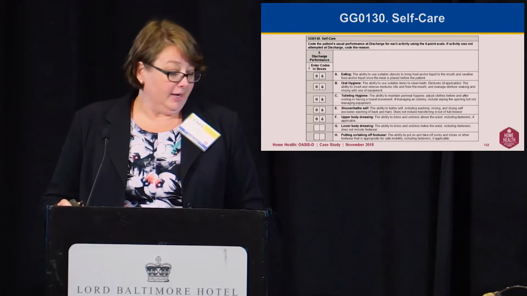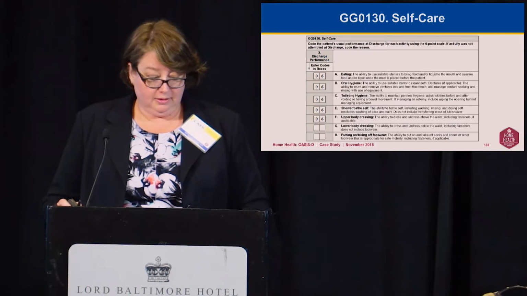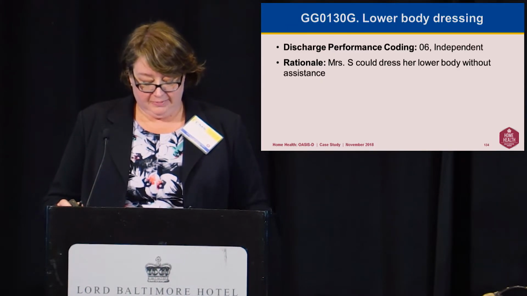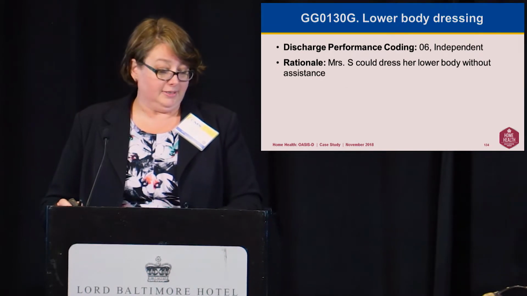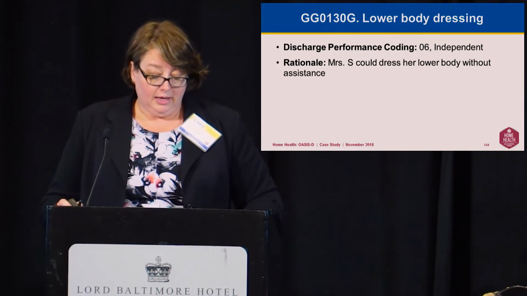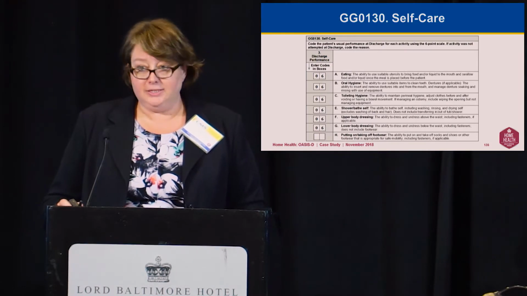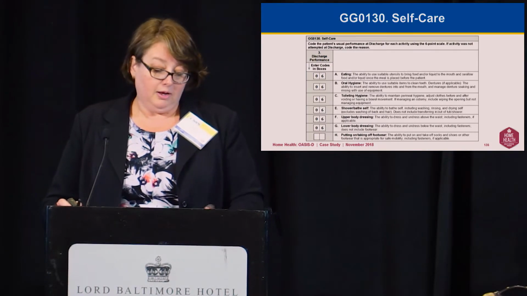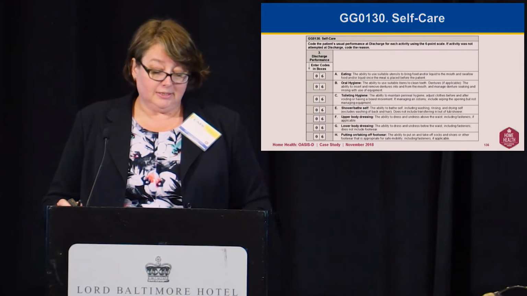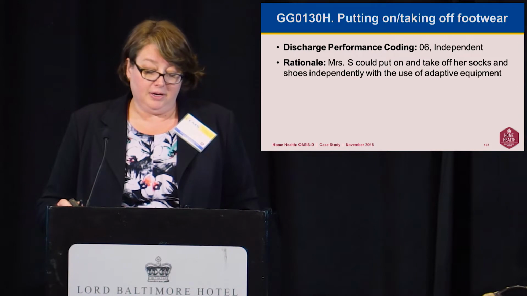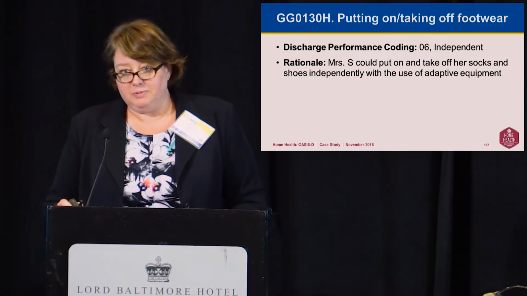For G, lower body dressing, we got 06, and that's because Mrs. S could dress her lower body without assistance. And then wrapping up that self-care item, we're looking at H, putting on and taking off footwear, and we got 06, as Mrs. S could put on and take off her socks and shoes independently with the use of adaptive equipment.